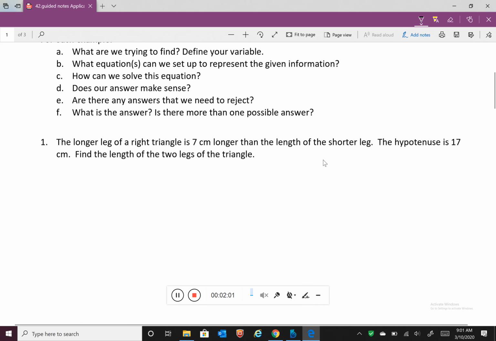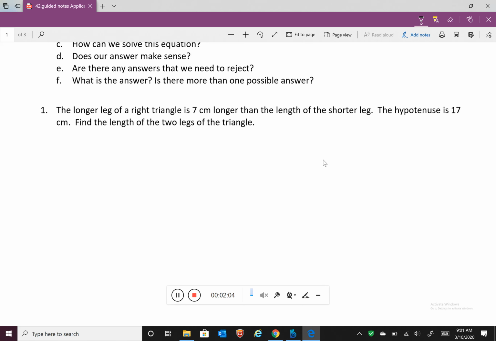So for our first example, we are given the fact that the longer leg of a right triangle is 7 centimeters longer than the length of the shorter leg. So we do not know what the shorter leg is. So we're going to actually call the shorter leg x. So we're going to define our variables by actually labeling our right triangle.